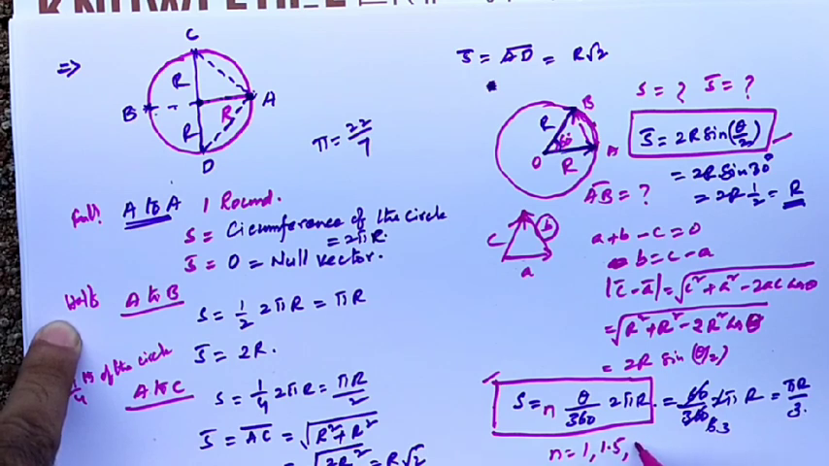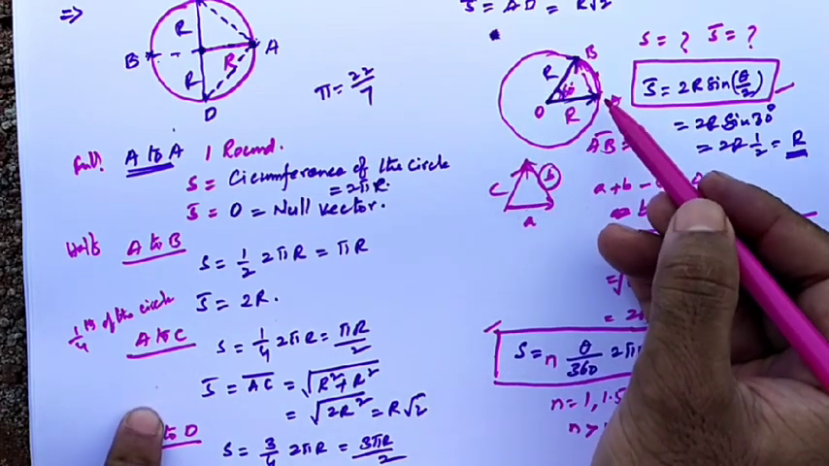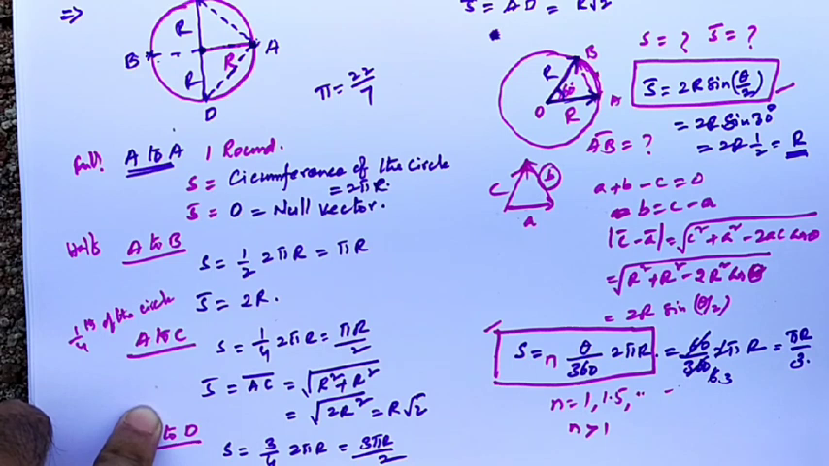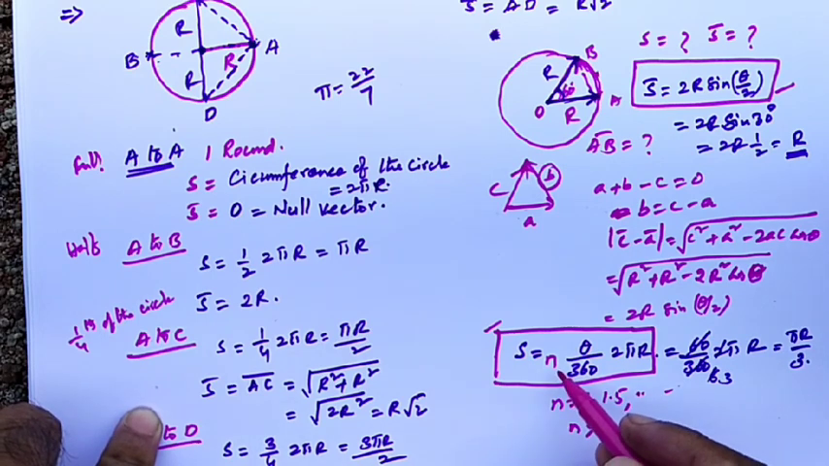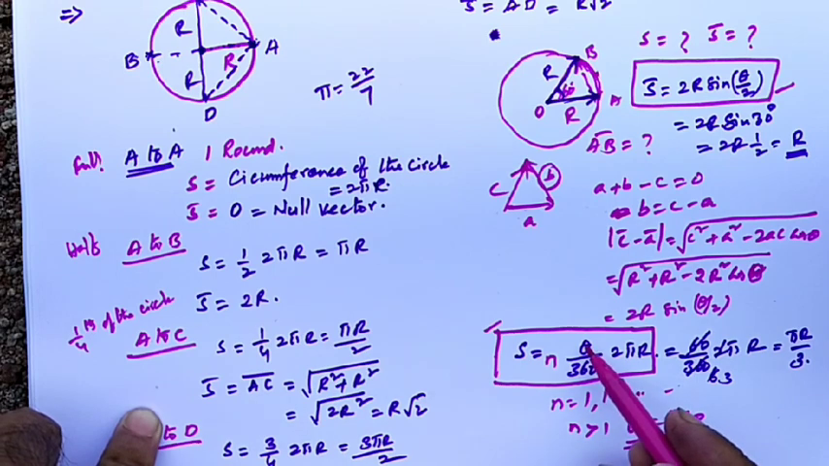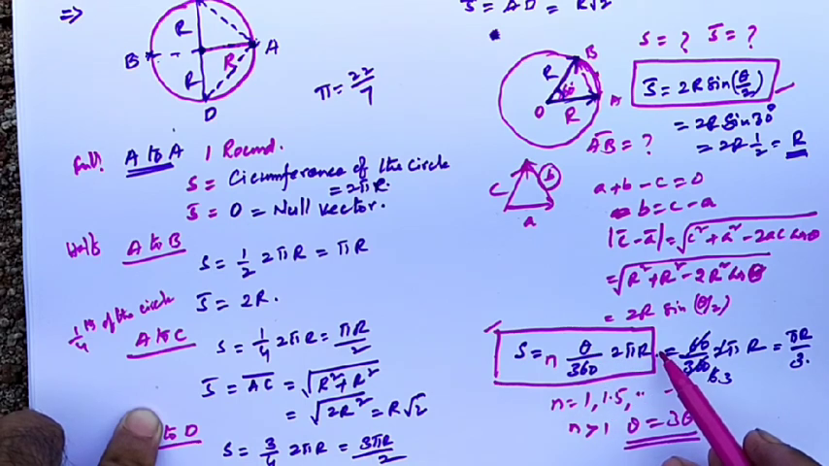If it is 2.5, 2, whatever it may be, you take that value. That n should be greater than 1. The n value should be greater than 1, meaning it should complete 1 round and above, then only use n. Otherwise just take theta by 360 into 2 pi r. If n is greater than 1, then the theta value you should always take as 360 only. If it is 1.5, then 360 by 360 into 2 pi r into 1.5. If it is 2, then 2 into 360 by 360 into 2 pi r.